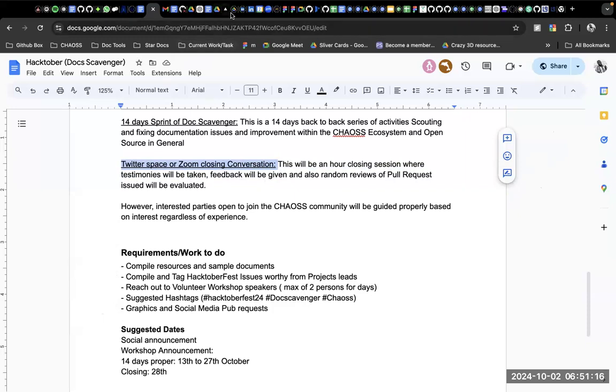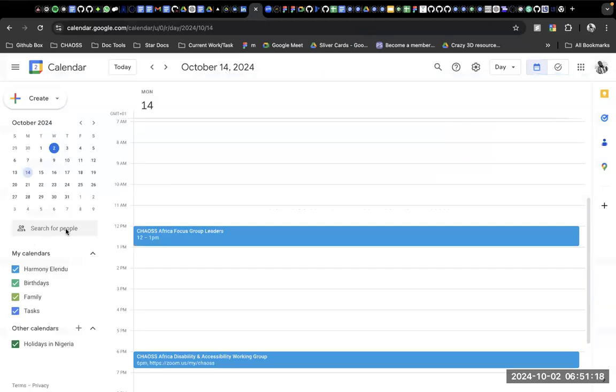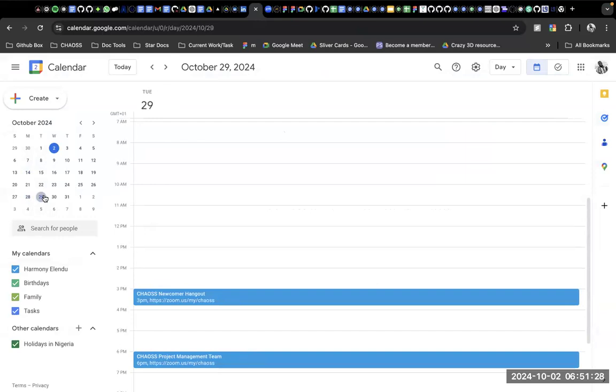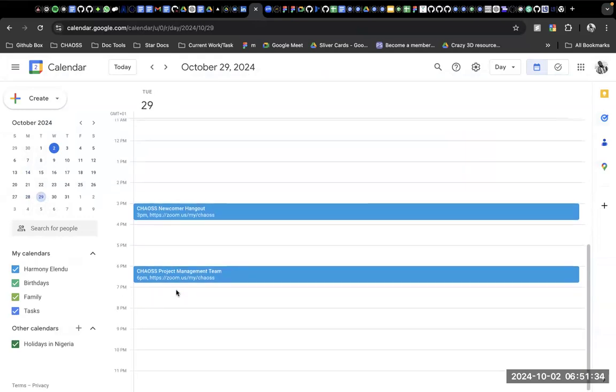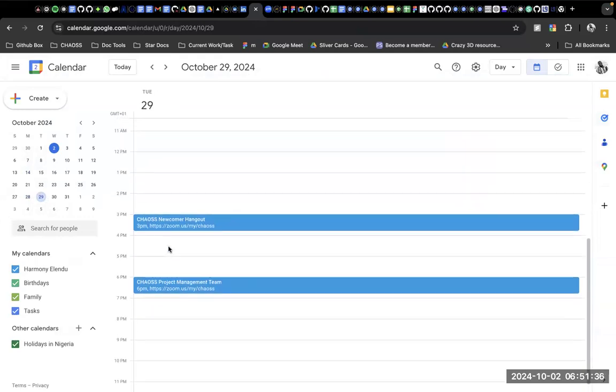So looking at the calendar, if we're going to do the Zoom party and we are closing October 1st on the 28th, should we do it on the 28th or on the 29th, Tuesday? If we are doing it on the 29th, what time are we looking at? From the bulk of my calendar, we are looking at 5 p.m. to 6 p.m. Nigerian time. We have between 4 to 6 p.m. Nigerian time.